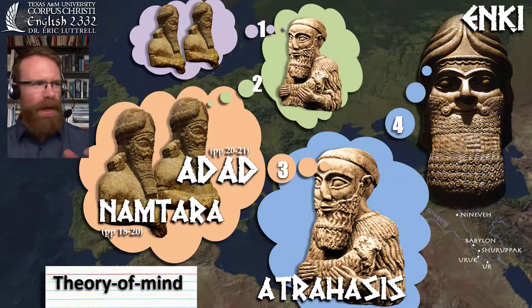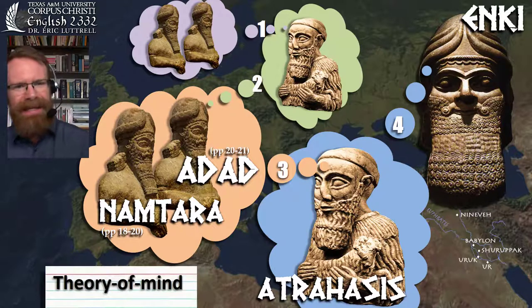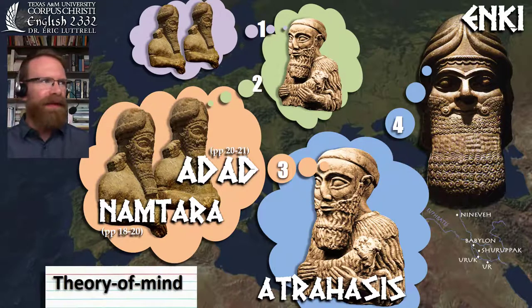Atrahasis does this, but their sympathy comes from the devotion that they see in human beings. So they have to be thinking about what humans think. So a human has to think, how do I get a god to think I feel this way? And notice it's Enki who has to get Atrahasis to understand that he needs to get Adad and Namtara to think that he thinks highly of them, that he has respect for them, even though they're persecuting him. So this is four levels of what we'll call theory of mind.